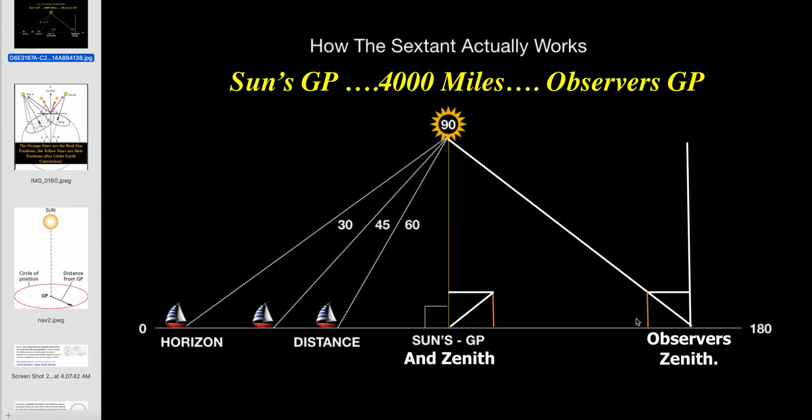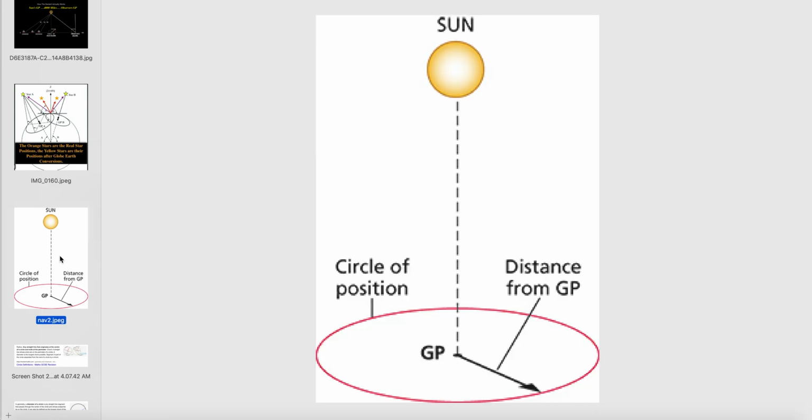This is what it has to be for that to work. So 4,000 mile radius, 8,000 mile diameter. That's an 8,000 mile diameter of a circle of equal altitude. Here you have sun, distance from GP. Let's say this is 4,000 miles again. So this is a straight radius.